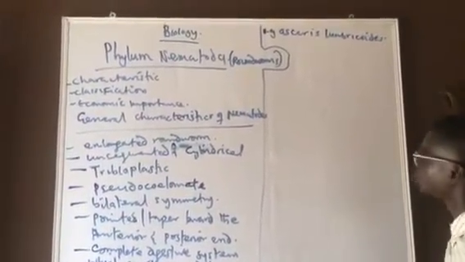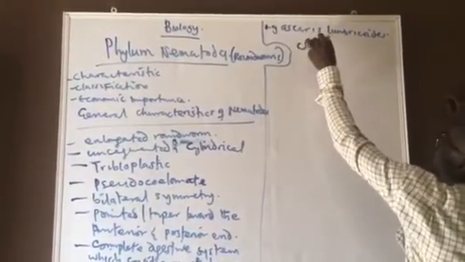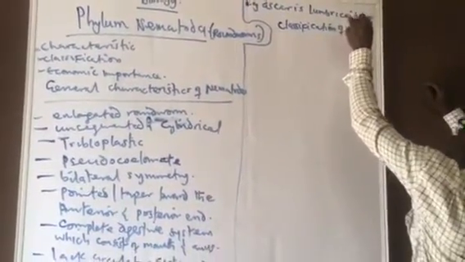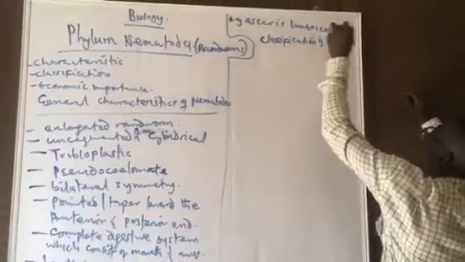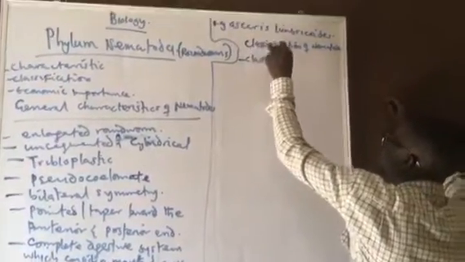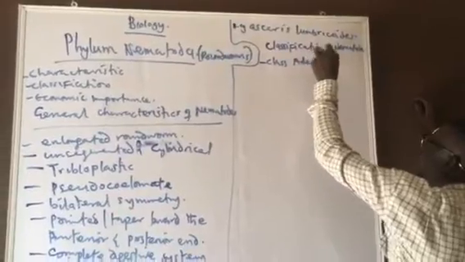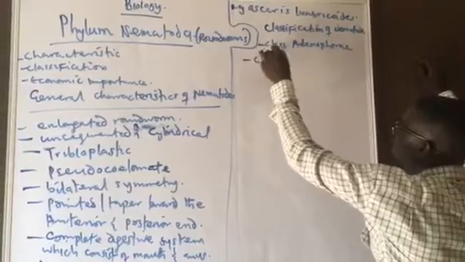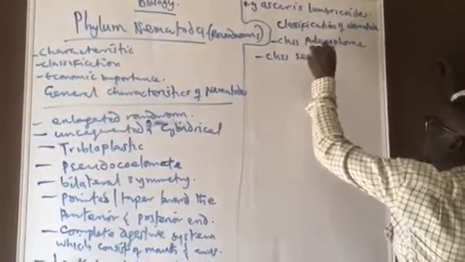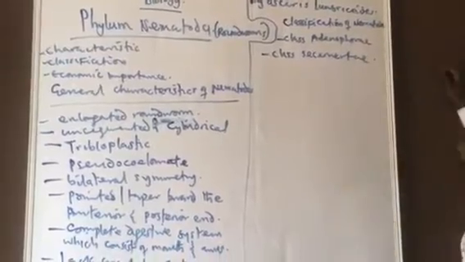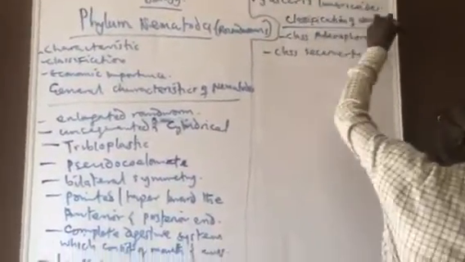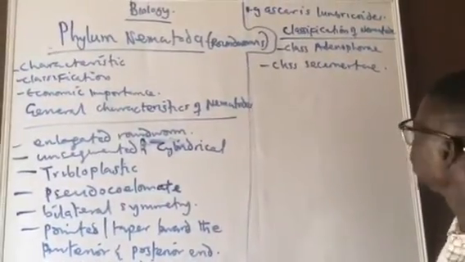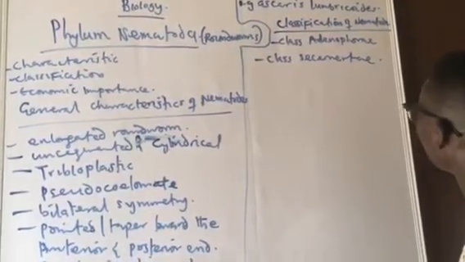So when we talk about the classification of nematode, we have two main groups. We have the class Adenophorea, and we have the class Secernentea. So those are the two main groups of Nematoda. The first one is the phasmid, and we have the aphasmid.